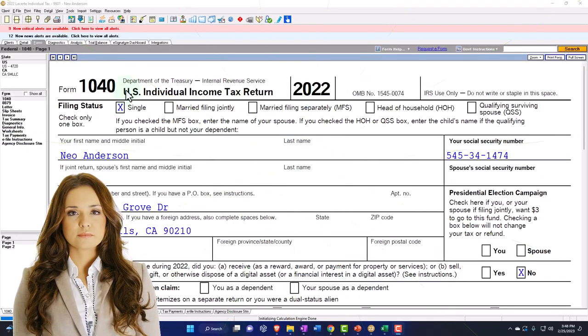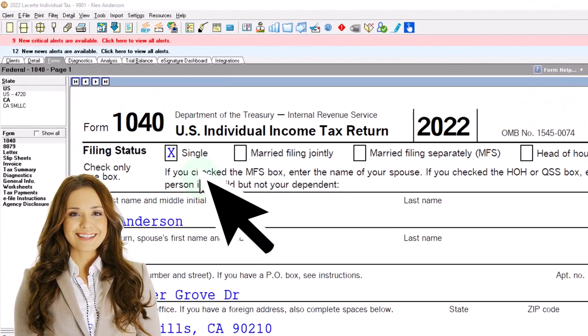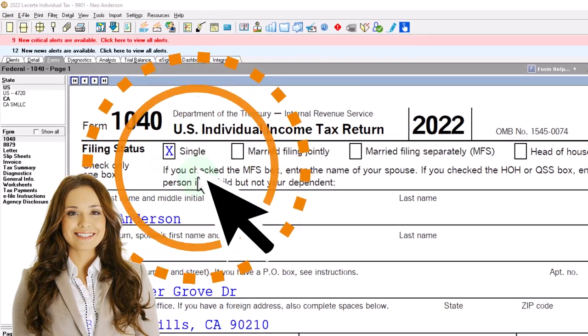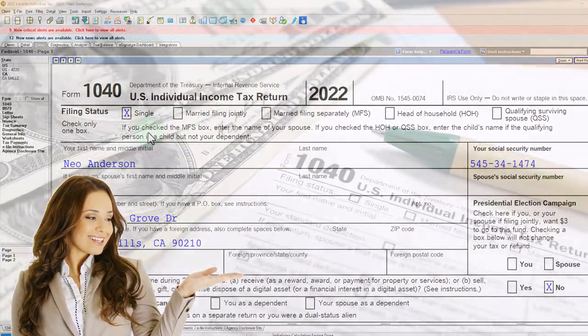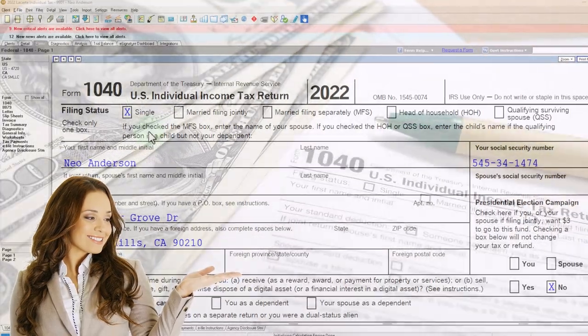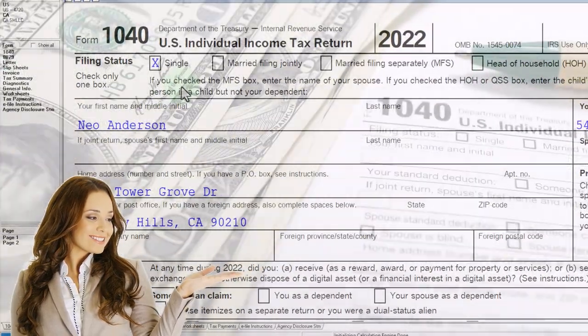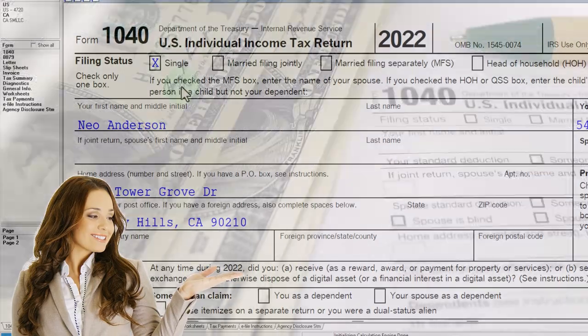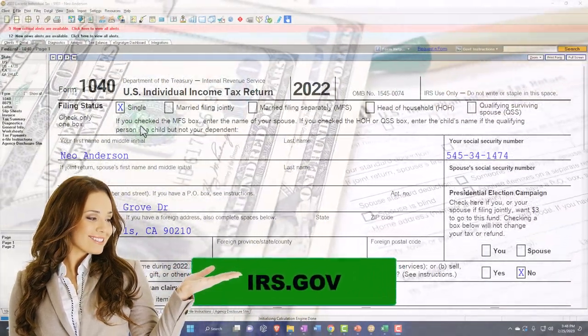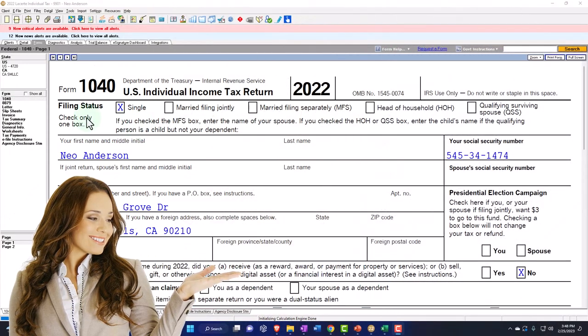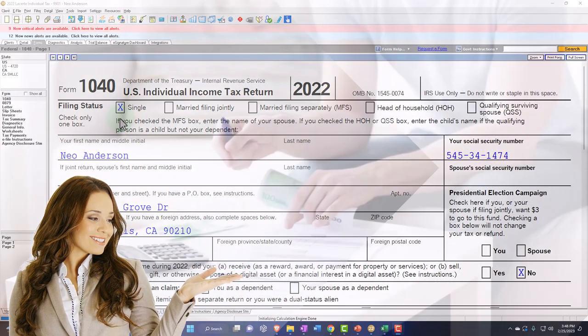Here we are in our example form 1040, populating it with Lacerte tax software. You don't need tax software to follow along, but if you have access to it, it's a great tool to run scenarios with. You can also access the form 1040 related forms and schedules at the IRS website, irs.gov. Our starting point here is that we have a single filer up top.